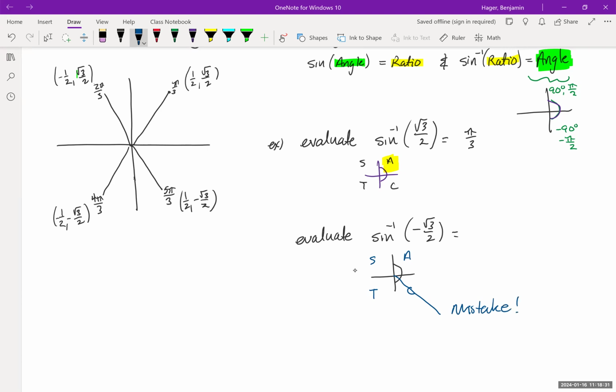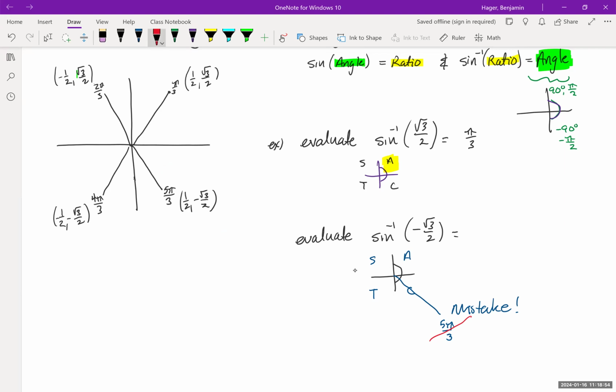A common mistake is people look at their unit circle and they'll go, sweet, I nailed it. This is 5 pi over 3. But that's not the answer. That is a wrong answer. It's not 5 pi over 3. You're definitely looking in the right direction. You've identified the right angle. I mean, you're good, but you're leaving the domain restrictions, because take a look at this.